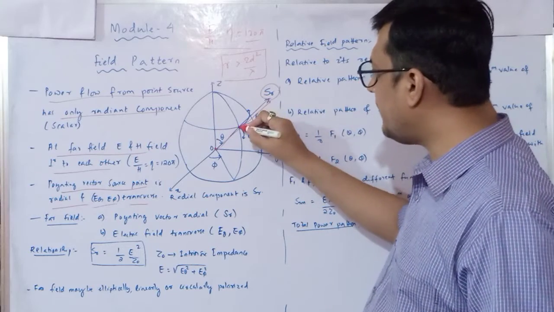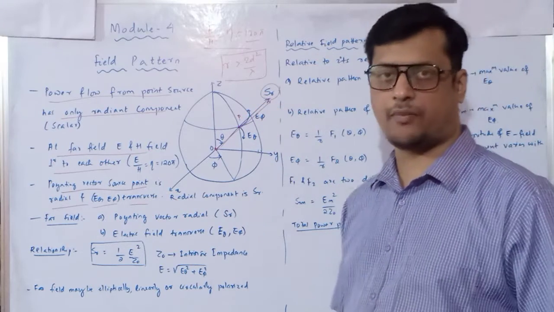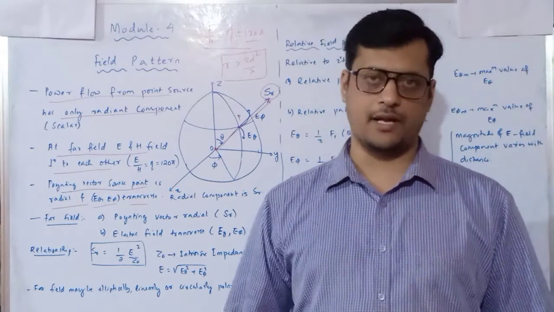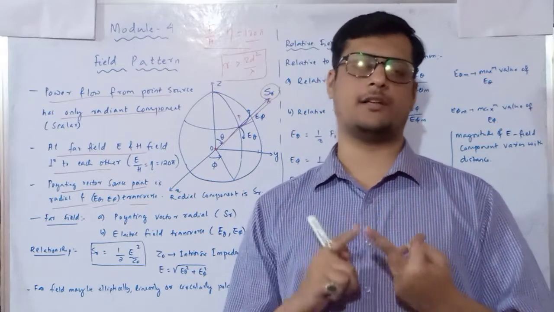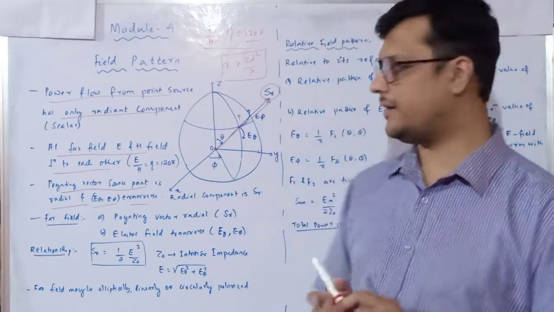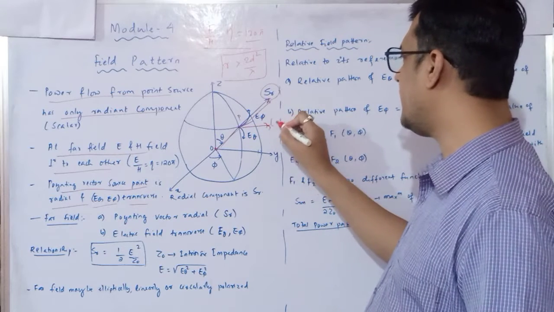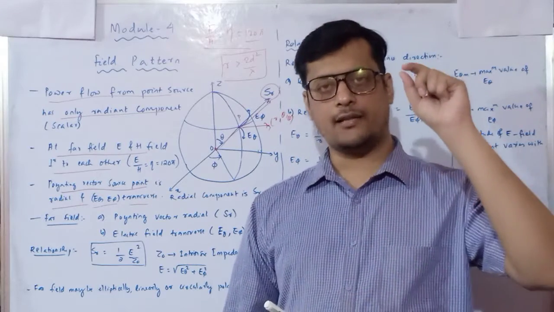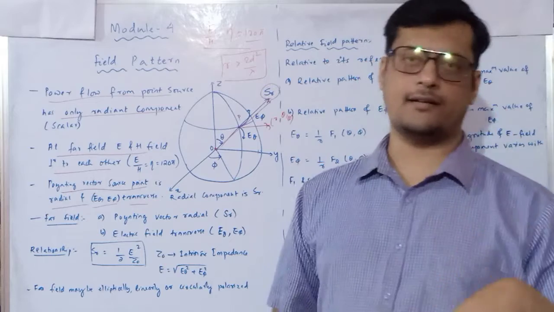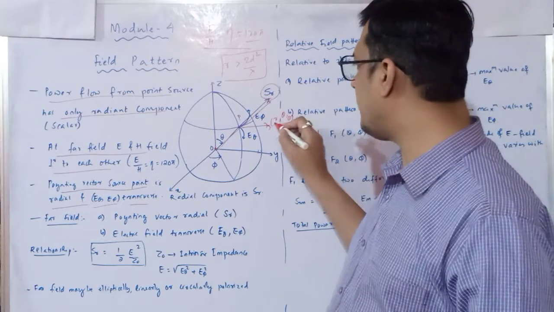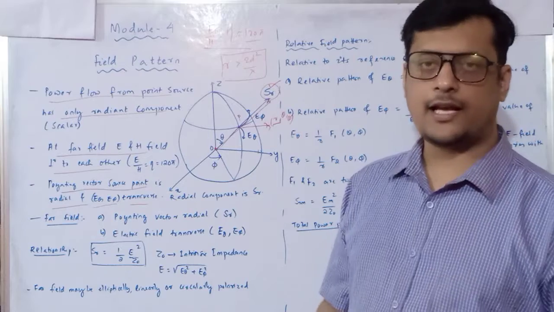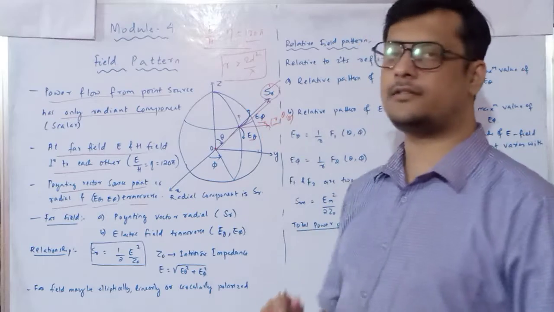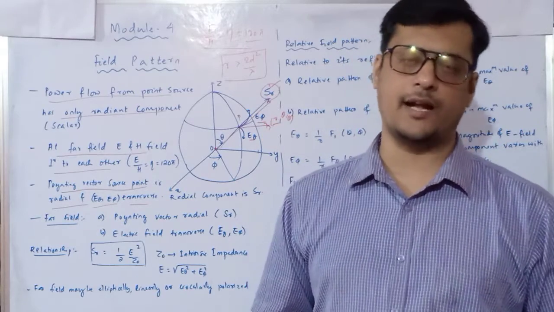Now consider a point P on this sphere. At this point we have three positional vectors: one with respect to r, one with respect to theta, and one with respect to phi. So the point P is r, theta, phi, and those positional vectors can be easily identified. Along the r direction it is S suffix r, along the theta direction it is E theta, and along the phi direction it is E phi. These are the three components available at point P.